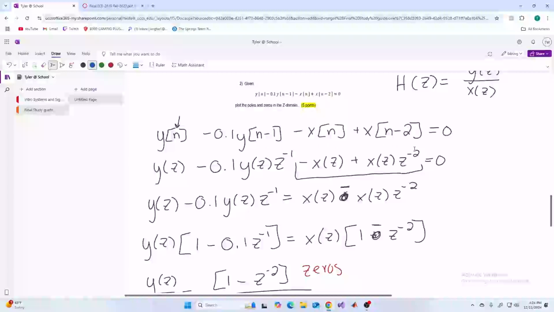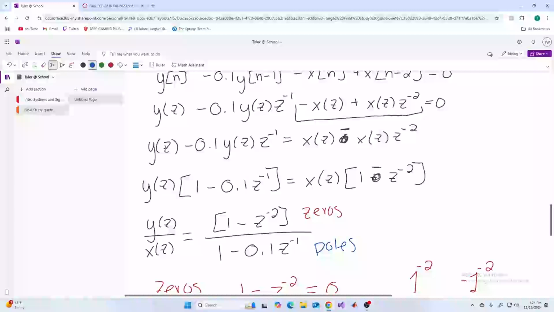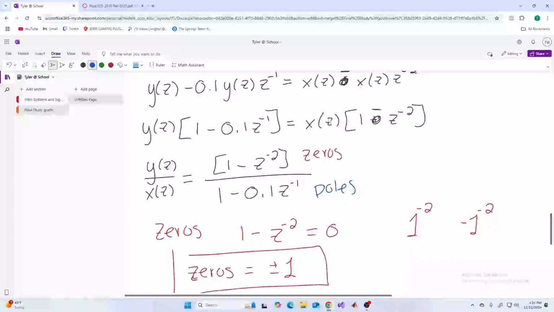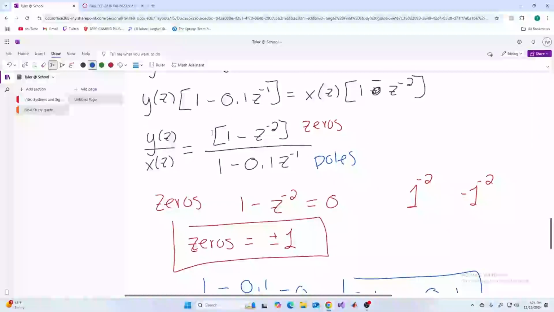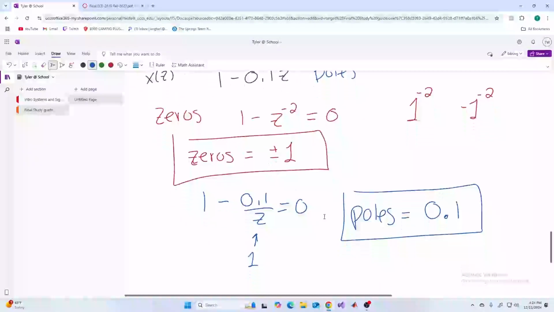First thing we do, I rewrite it. Then I put it in Y(z), X(z) form. Then I isolate my Y(z)'s on one side and my X(z)'s on the other side. Then I factor out a Y(z) and I factor out an X(z). Then I divide both sides by X(z). And then I divide both sides by this value here. Then I solve the top for when it's equal to 0, and I solve the bottom for when it's equal to 0. And that's how you find your zeros, and that is how you find your poles.